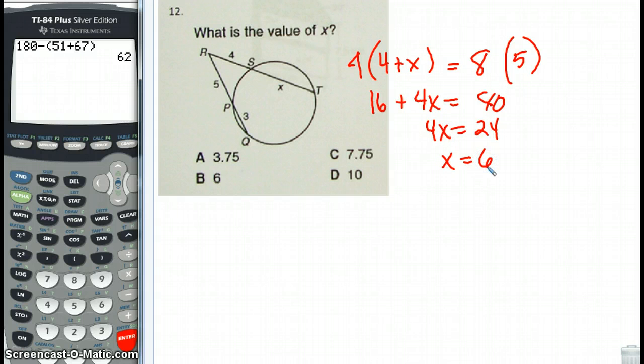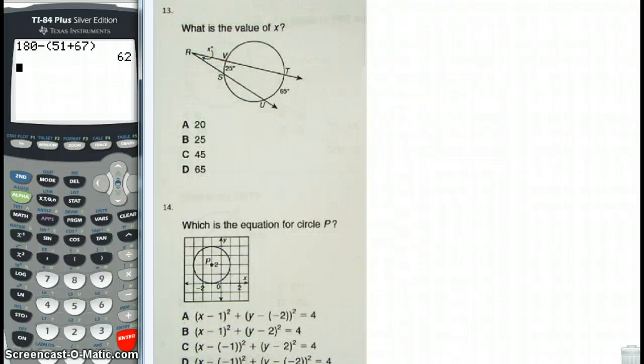Oh, it's only x, find x. There it is. So we use the formula, or the theorem, which says the whole secant times the external part equals the whole secant times the external part.